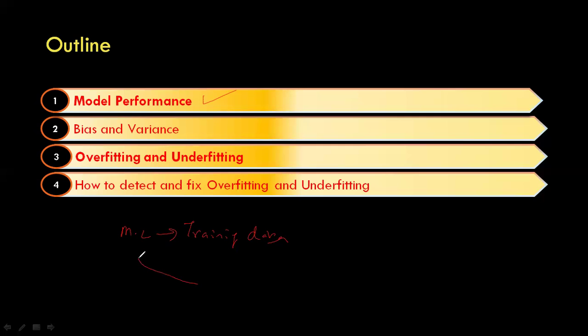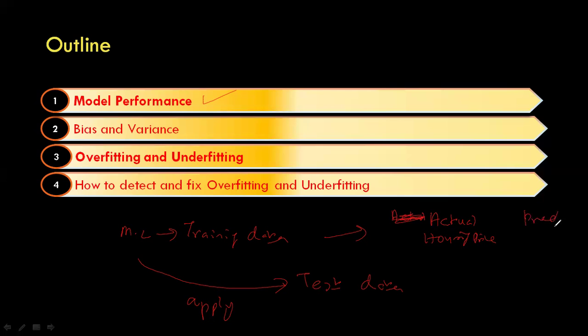Okay. And when I apply this trained model on the test data, I can make a prediction. But with the training data, what is the error? My training data also contains the actual housing price. I just write it neatly. Actual housing price and predicted housing price. With the training data also, right?